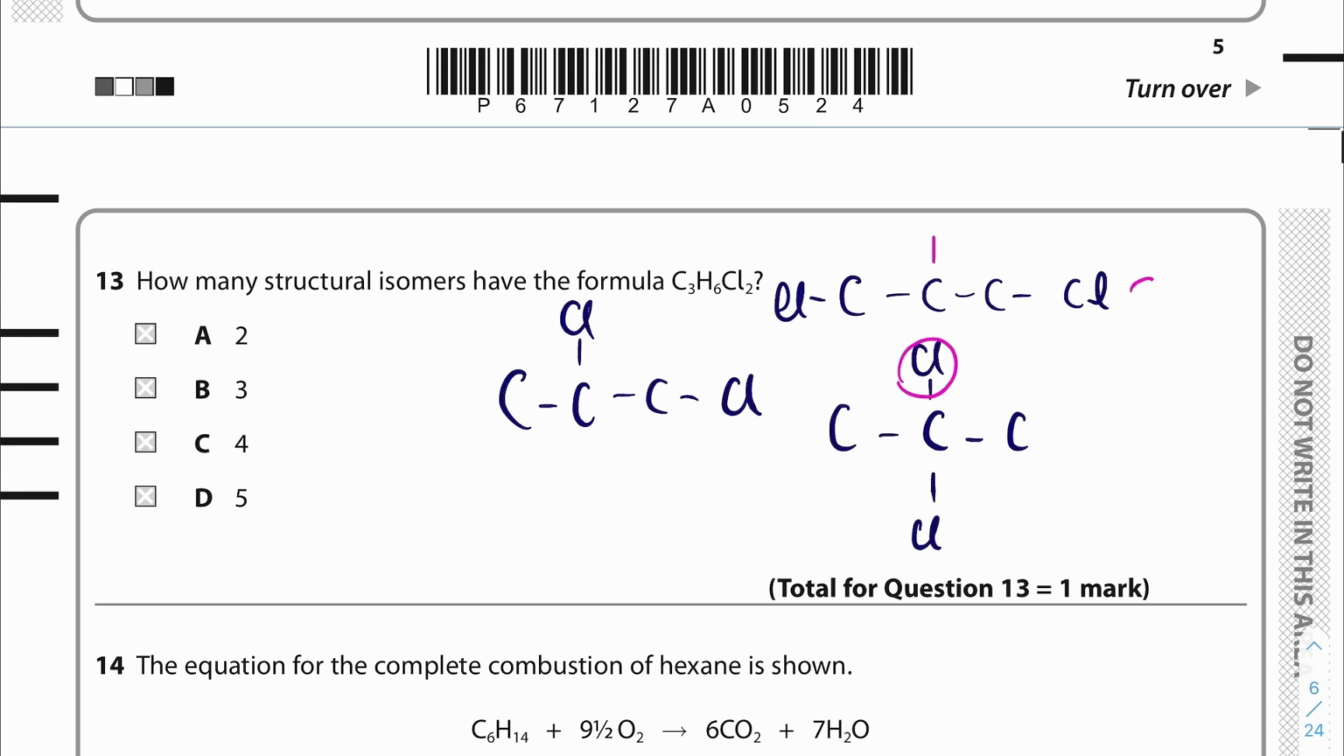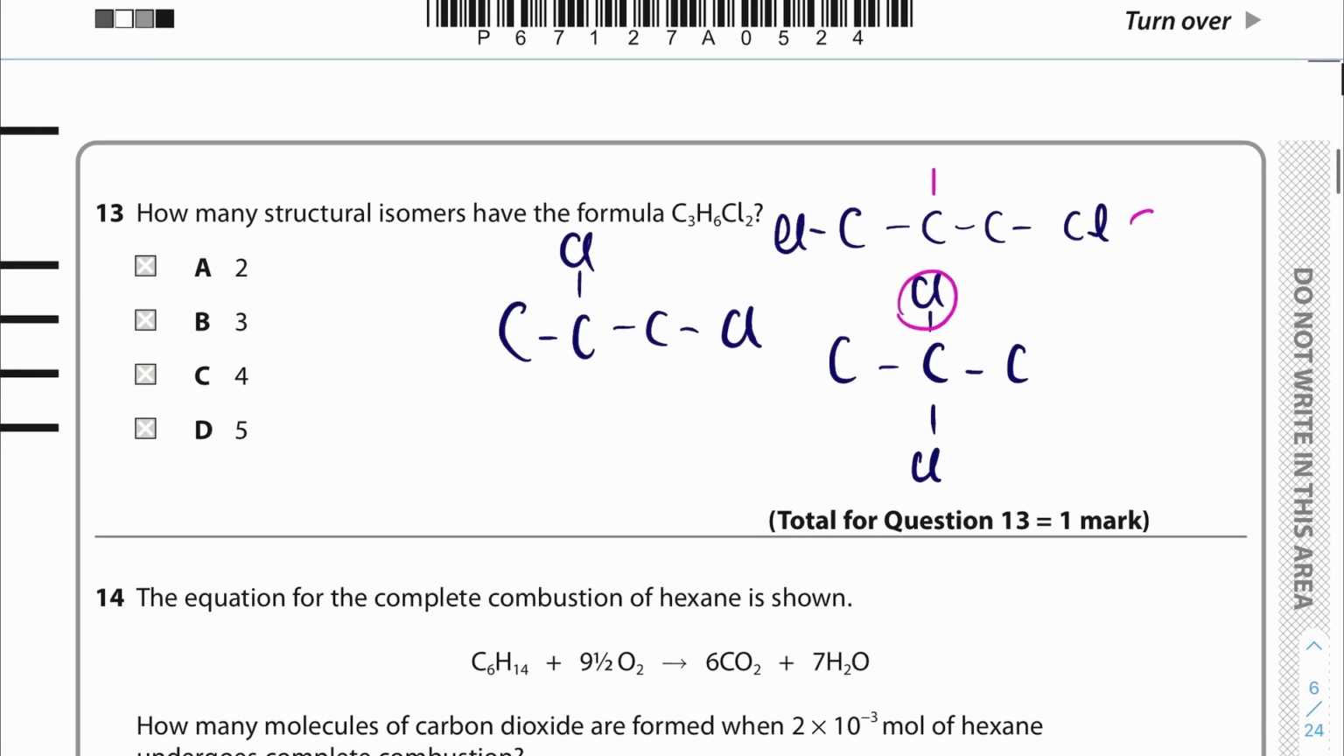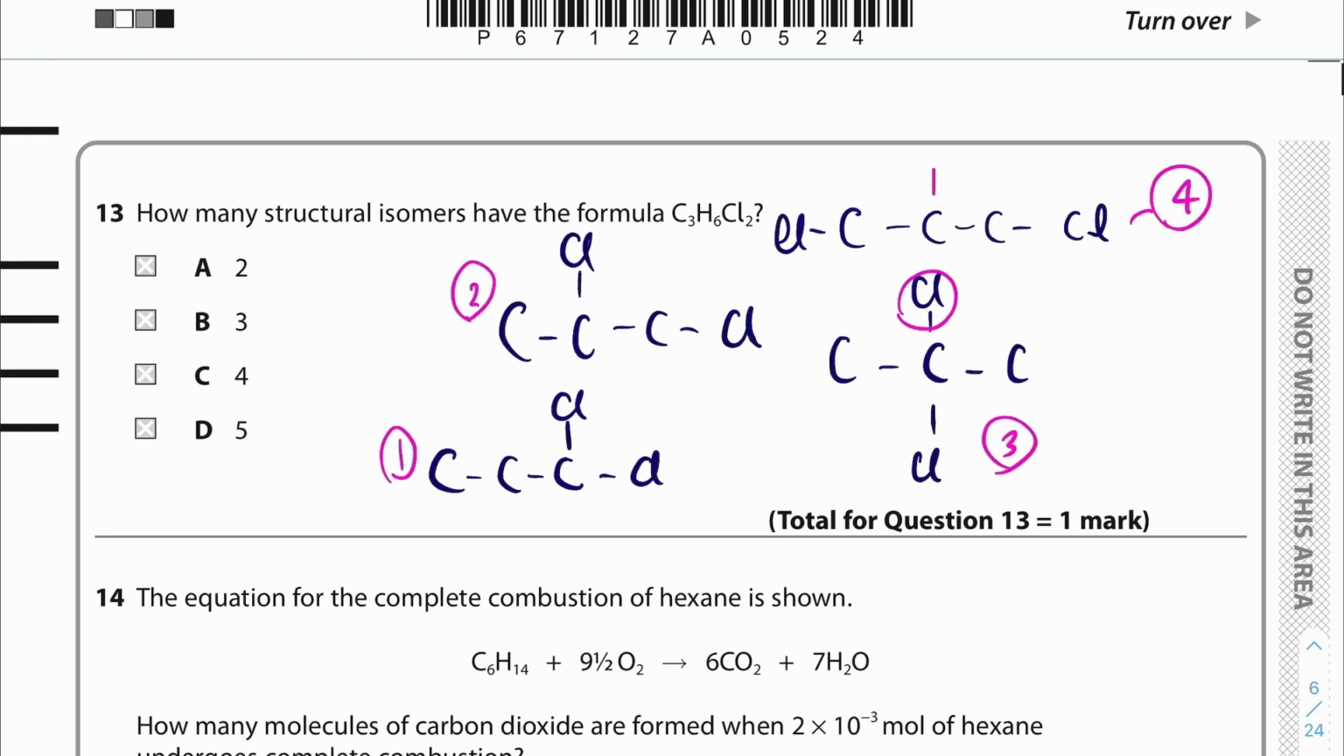Is there another one we can think of? What if both are attached to the same end carbon? So this is Cl and this is also chlorine. How many are there? That's 4, right? So 1, 2, 3, and 4. So 4 structural isomers of this formula.